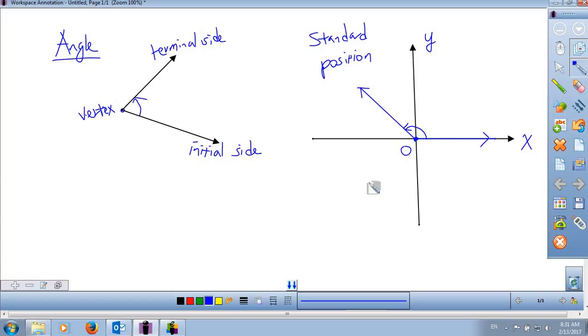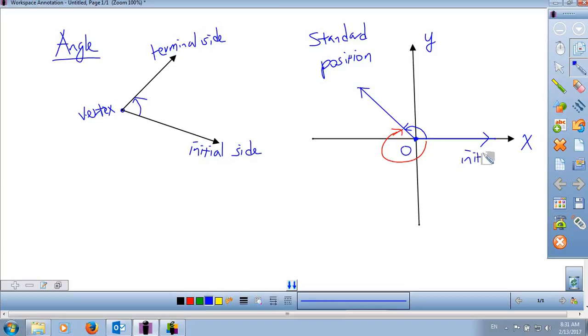However, if I rotate it clockwise, from here to here following the red arrow, you can see that the angle will have a negative measurement, even though both of them end up at the same side, which is called the terminal side. Okay, so again, let's go ahead and write this.